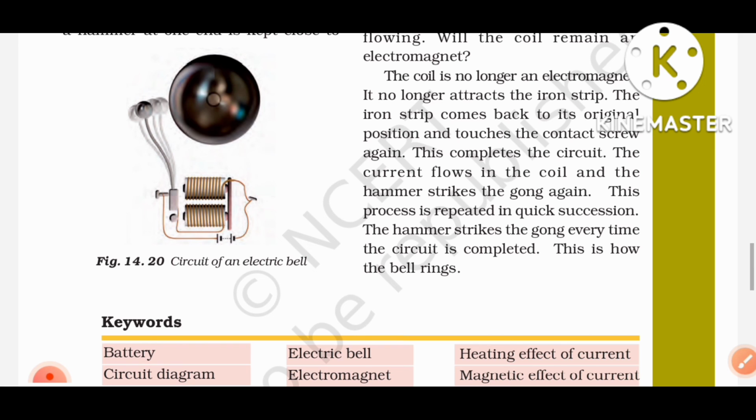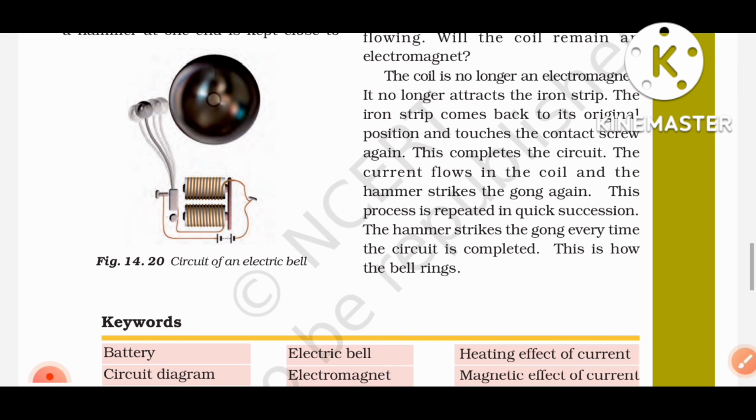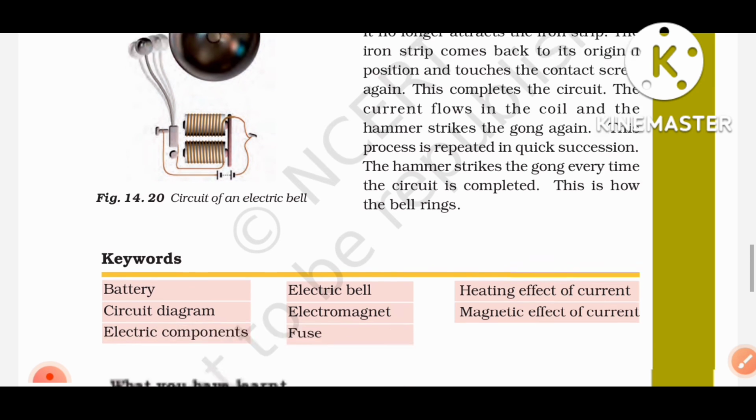This completes the circuit. The current flows in the coil and the hammer strikes the gong again. This process is repeated in quick succession. The hammer strikes the gong every time the circuit is completed. This is how the bell rings.